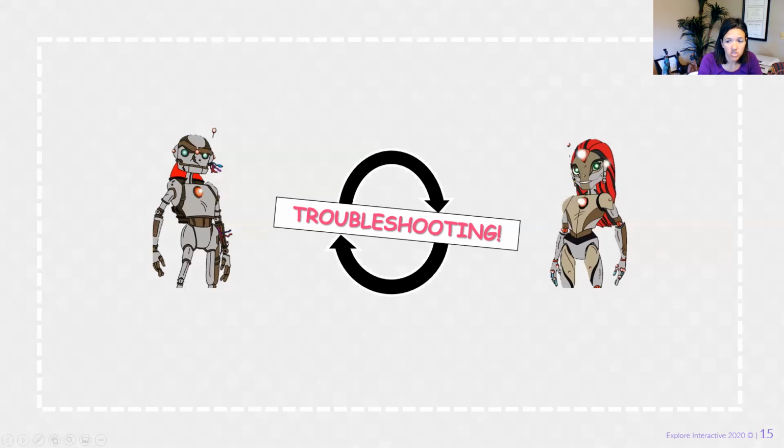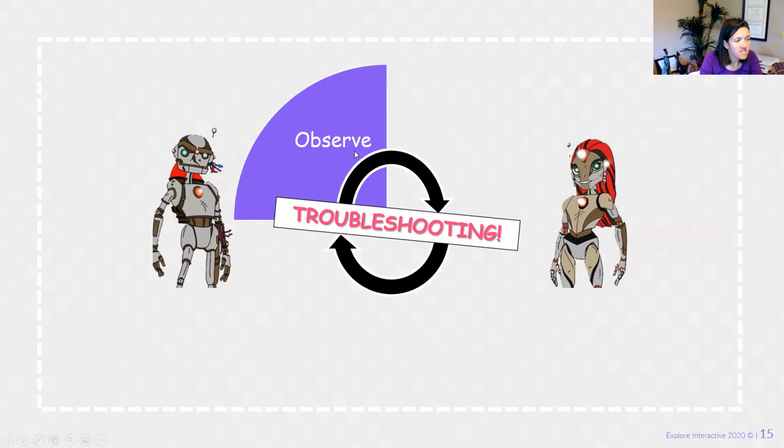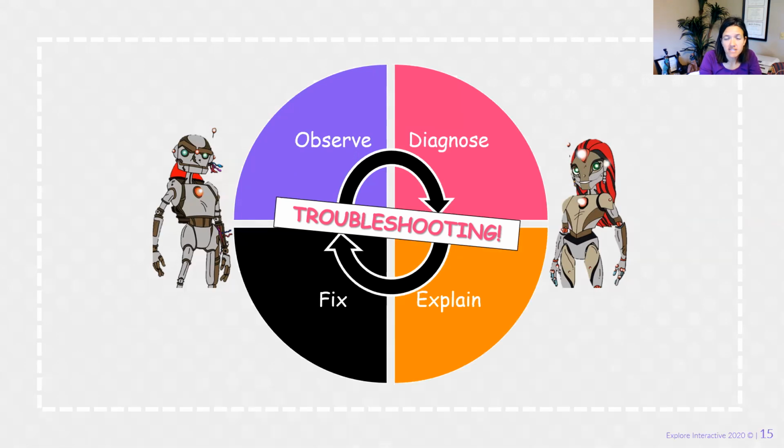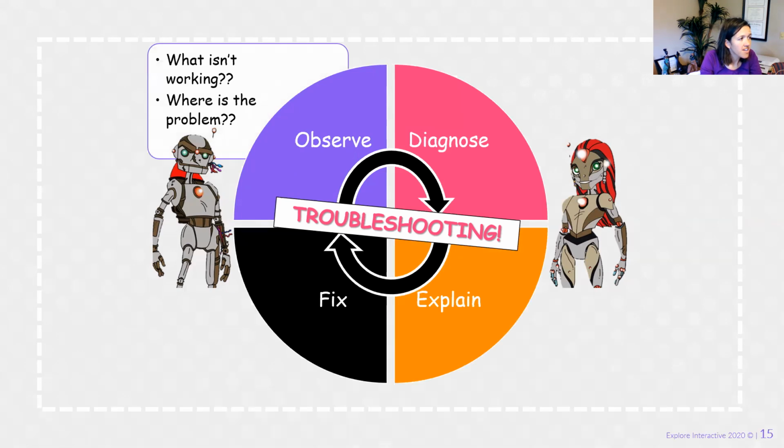So what do we mean by troubleshooting? Well, troubleshooting she describes as a 4-step process. First is observe. So you observe the system. And this, we're going to apply it to circuits, but this applies to any system. Observe, diagnose, explain, and fix. So in the observe segment, you're looking at a system that's operating and trying to figure out what is not working, what is the element that seems to be the problem within the system that's not working.